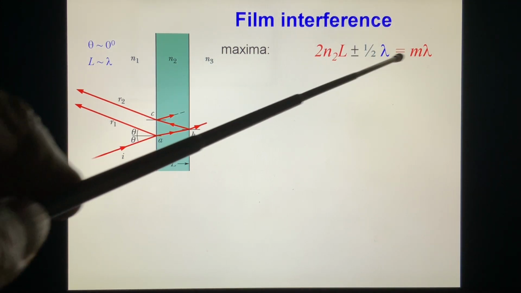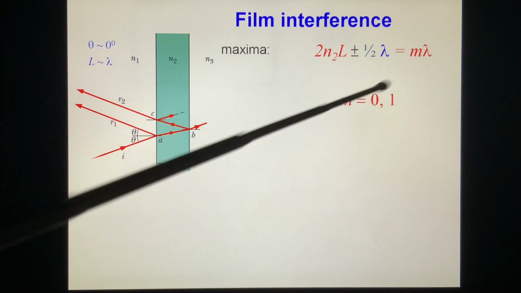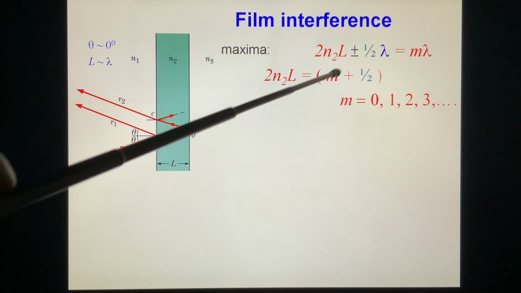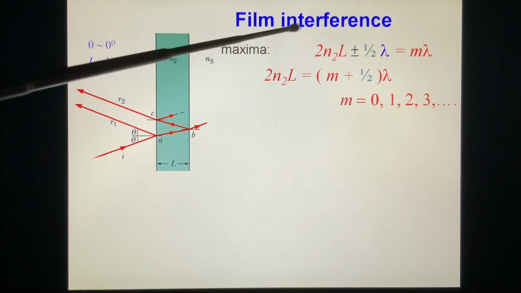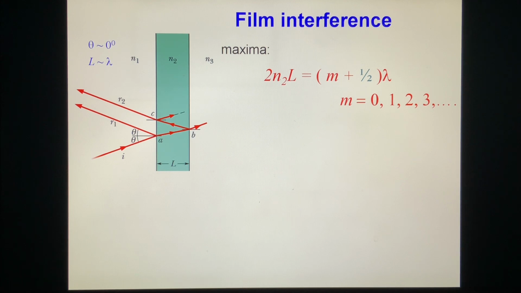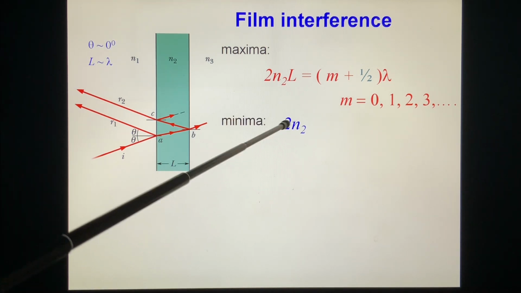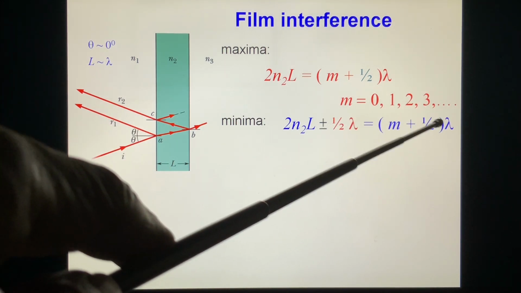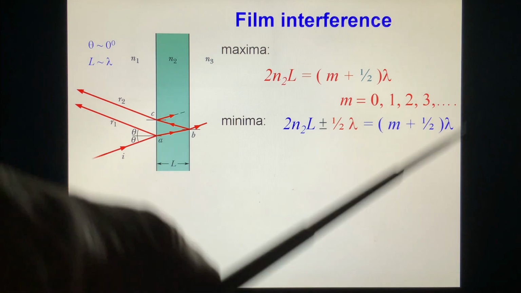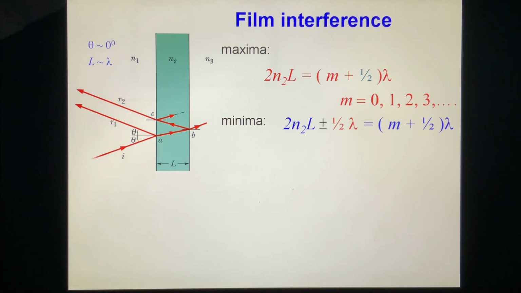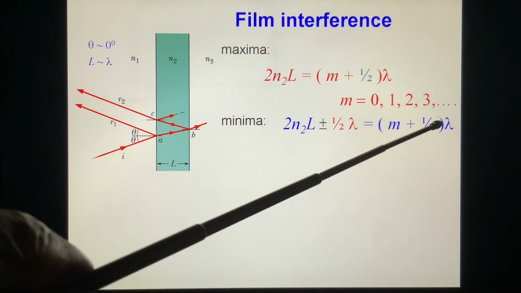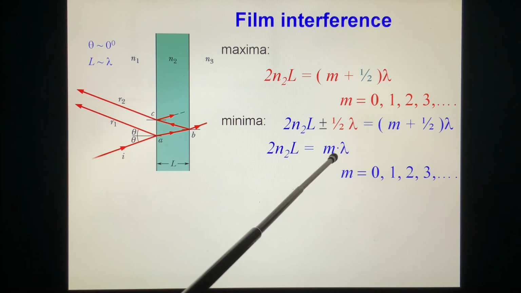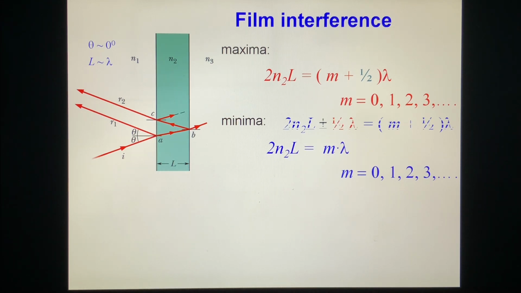We rewrite this form, move this here, so we get, with m being 0, 1, 2, and so on, 2nL equal to (m minus half) lambda. This is the condition for the maximum, okay? For the minimum, we see 2nL plus half lambda equal to m lambda plus half lambda or minus half lambda, okay? This is the minimum condition. And we rewrite this one, we cancel the half lambda, and we find 2nL equals m lambda is the condition for the minimum.